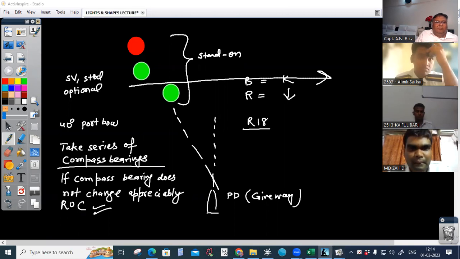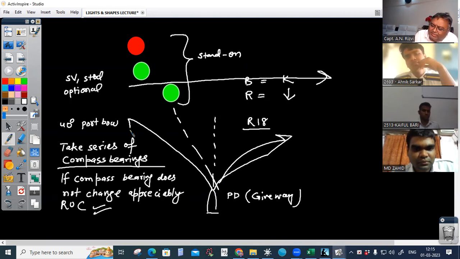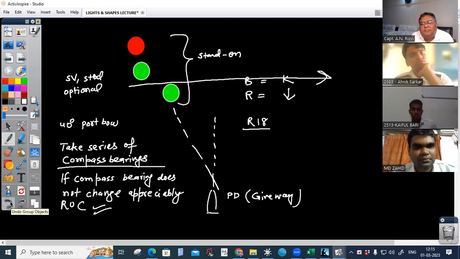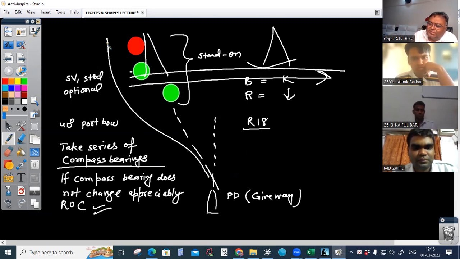It is not getting confused. This is actually action by the stand-on vessel. Yes, sir. But you are the give-way vessel, and as the give-way vessel, you are free to go this side or this side. Yes, sir. And then you have to see which is more convenient. Now, if it is a sailing vessel and the sailing vessel is moving like this, it is better to pass astern.